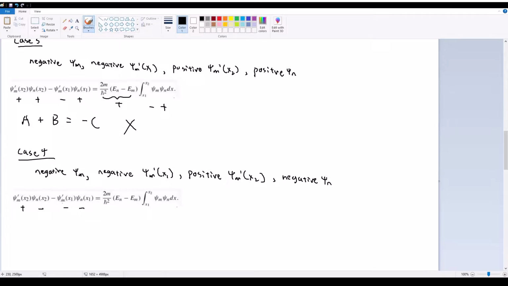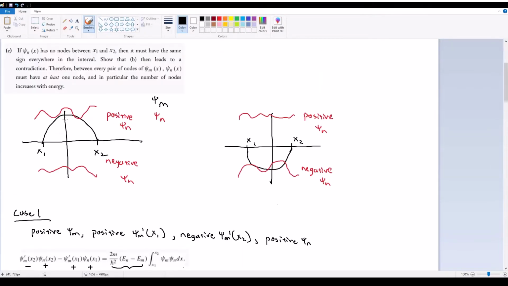Is that right? Yeah. And then this entire thing is positive. And over here we have a negative multiplied by a negative, because we have psi m and psi n both as negative. So this is going to be some negative thing, negative A, subtracted by some positive thing B. And this is going to equal some positive thing C. So once again, A is negative and C is positive. This also doesn't work.